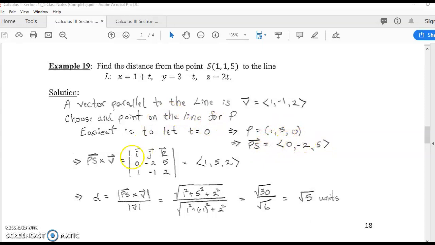So now I can figure out mechanically, right? PS cross V is the vector 1, 5, 2. And then the distance is the length of PS cross V divided by the length of V. So that's the square root of 1 squared plus 5 squared plus 2 squared for the length of PS cross V. The length of V is the square root of 1 squared plus -1 squared plus 2 squared. It ends up simplifying to the square root of 5 units. So that point S is the distance of the square root of 5 units from the line L.